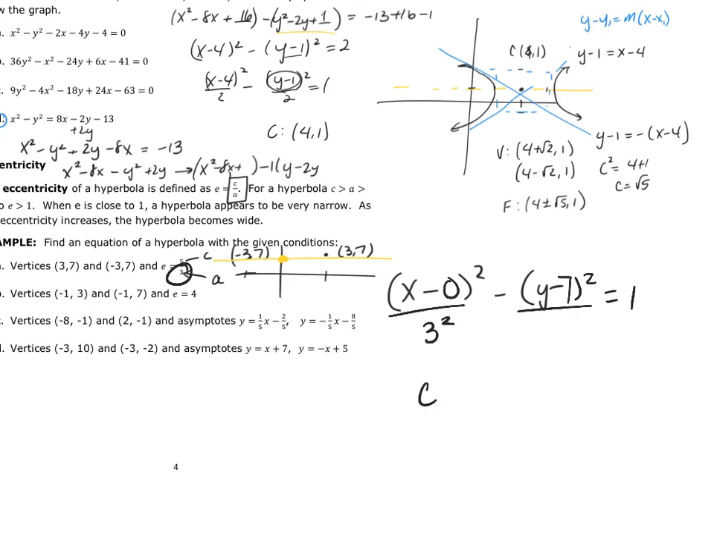And then all I have to do is say c squared is equal to a squared plus b squared. Find out what b is. So c squared, we're given, is 5, so that's 25 minus 9 is equal to b squared. 16 is the answer. There you go.